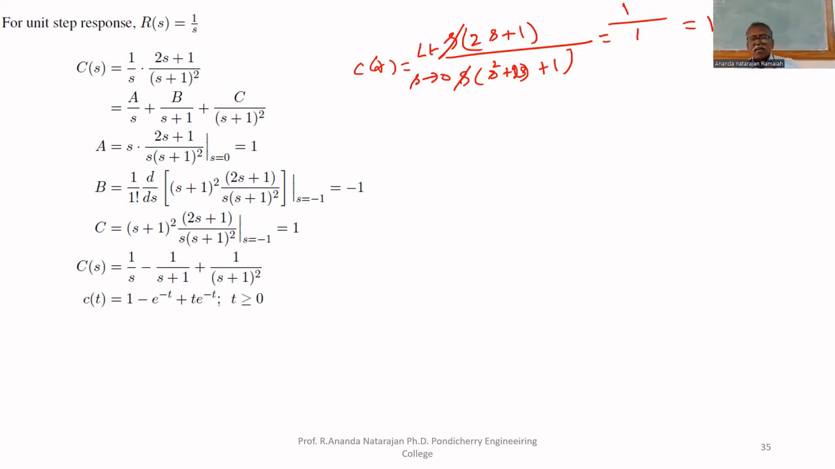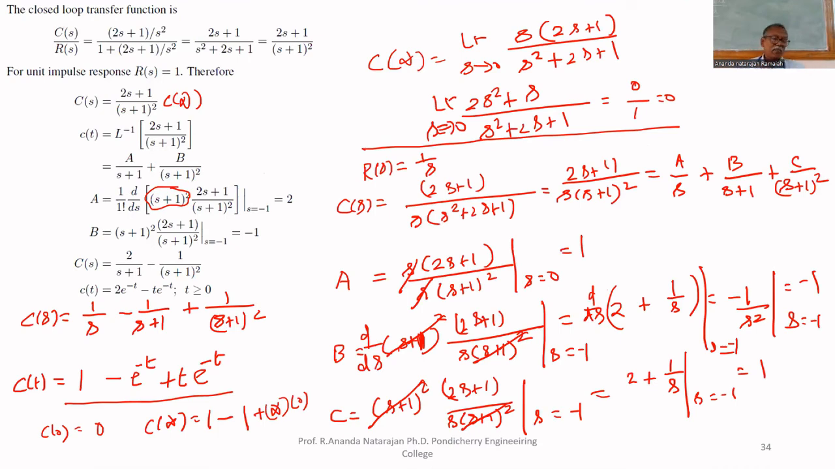But in the time domain, it is difficult to find the final value. You should be well versed with mathematics, then only it's possible, because it is an undefined value. This is undefined. 0 multiplied by infinity is undefined.